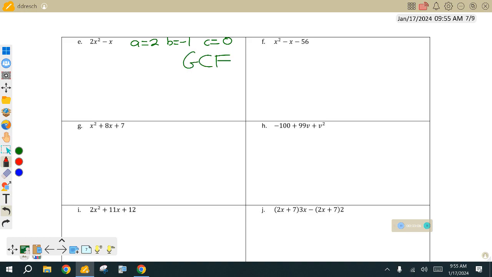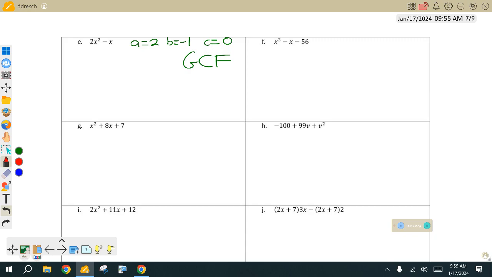You got to do the GCF. Okay? When C is 0, GCF it. Okay? You got to do the GCF. So, think about what we did yesterday now to the greatest common factor. All right, what did we do yesterday for the greatest common factor?